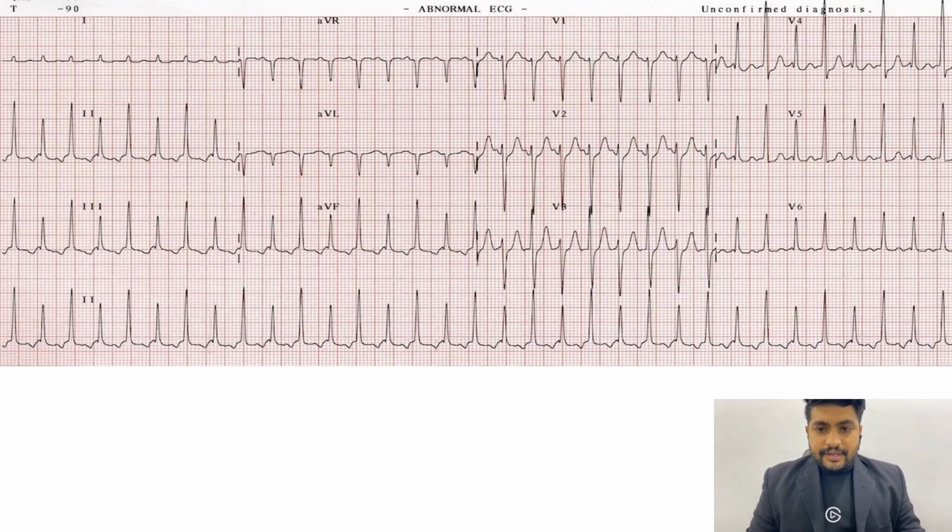Next up, we have another example. We can take lead 2. I can see that the rate is almost 200 here too, and the rhythm is regular. Our QRS complexes are narrow based, and we cannot see a definite P wave. All right, we can see a little bit of P wave here, but it is not prominent. So this is our SVT.